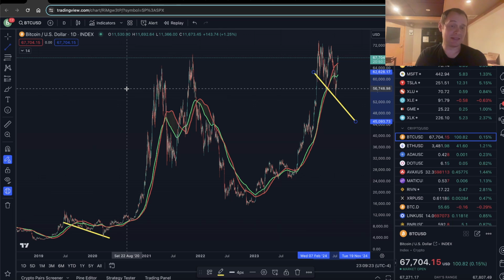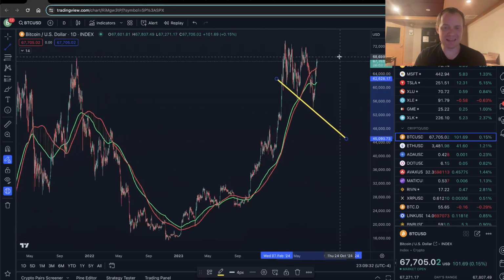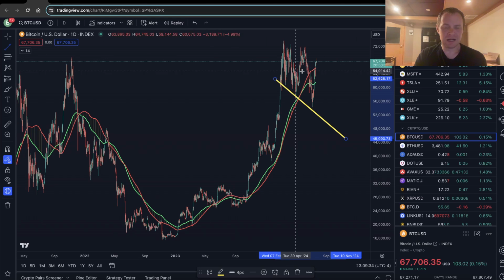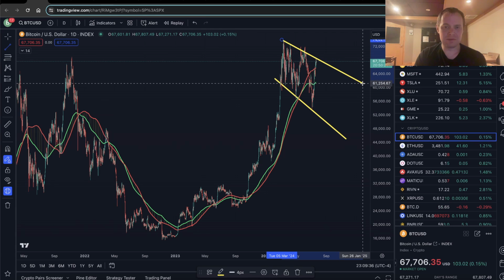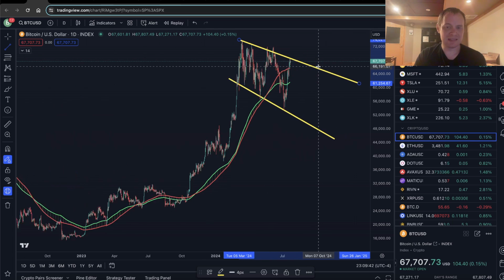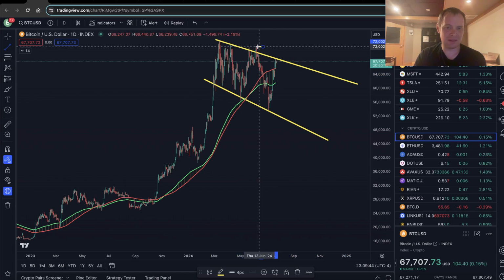And what I would like to see to get more confidence in sort of a Q4 move would be for Bitcoin to clear these highs up here. I think that would be a very important step for Bitcoin going into Q4, to clear these highs, and not just to take out this high, but to also take out this high back over here in March of 2024.